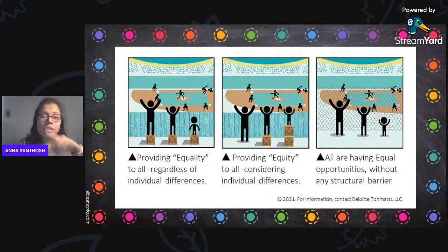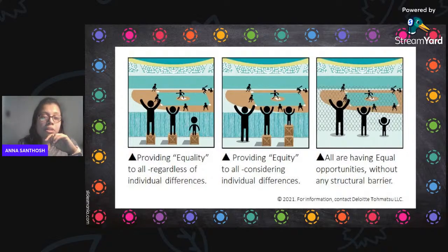If you look into this picture, you can see there are three images given here. I hope you might have come across this diagram, this image, somewhere in your training period, or in other presentations or seminars. So I hope you all know this one. Here we can see the smallest one and the tallest one.